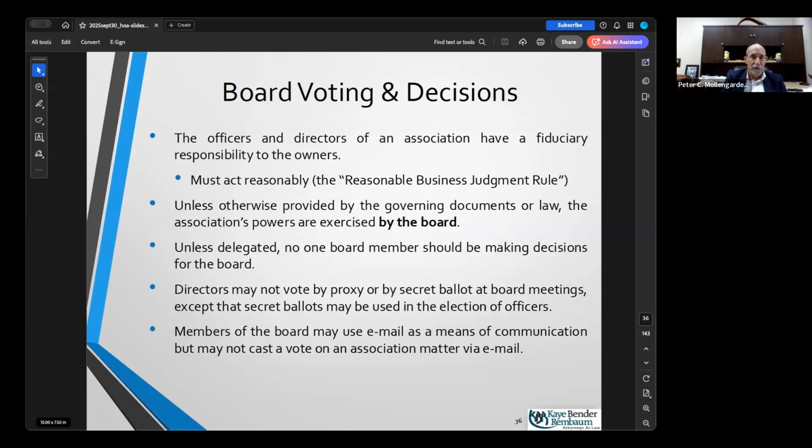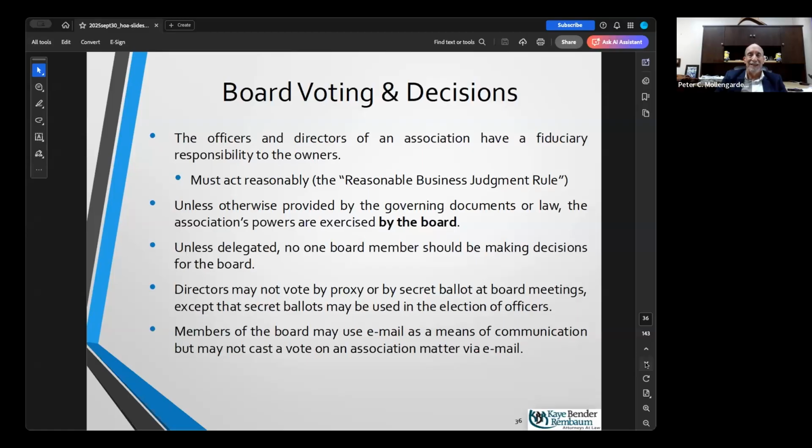It is a board. You act collectively. You don't always have to agree, and that's perfectly fine. But you act through consensus and you act collectively. Directors may not vote by proxy or by secret ballot. We mentioned this before, except you can use secret ballots in the election of officers. That's the only time.